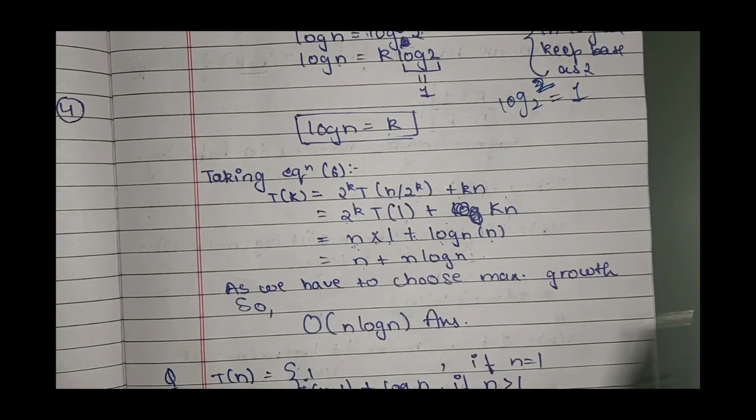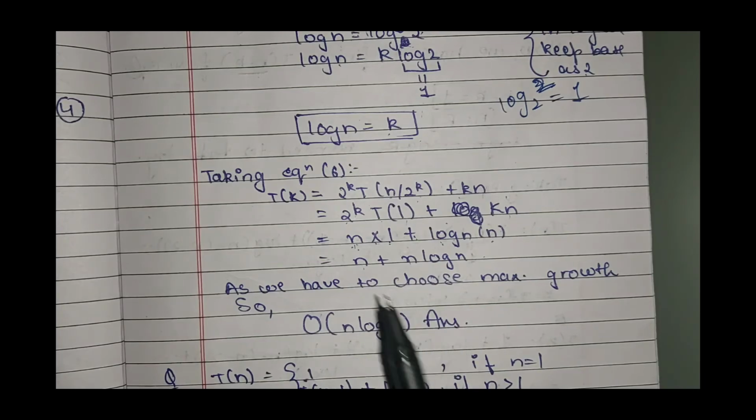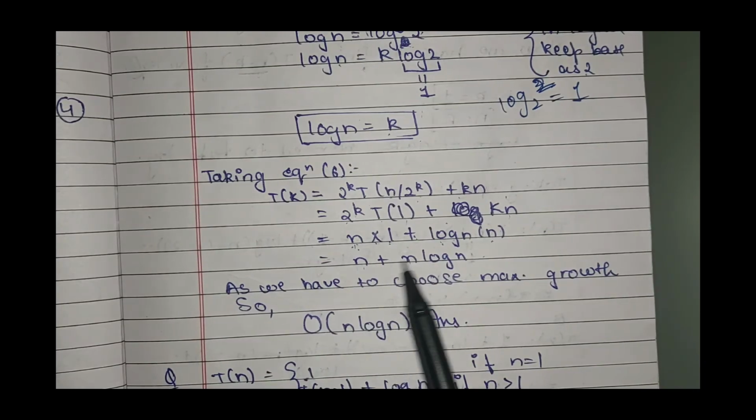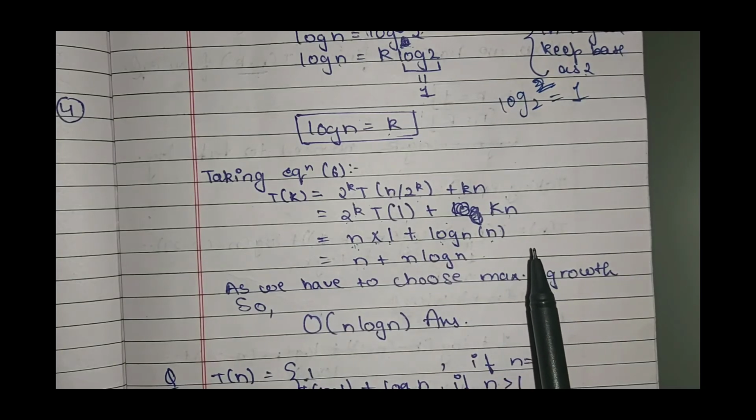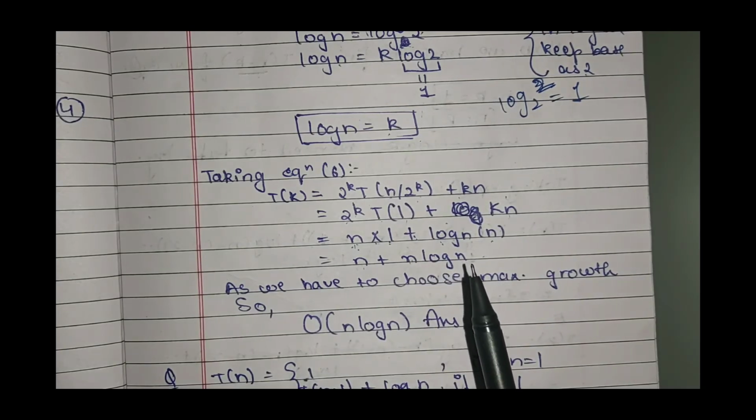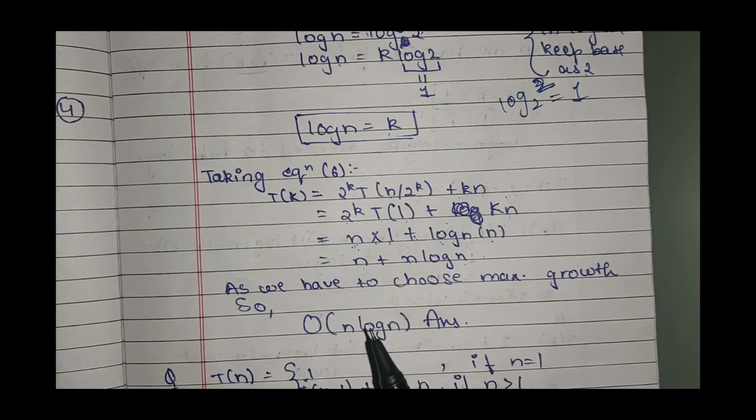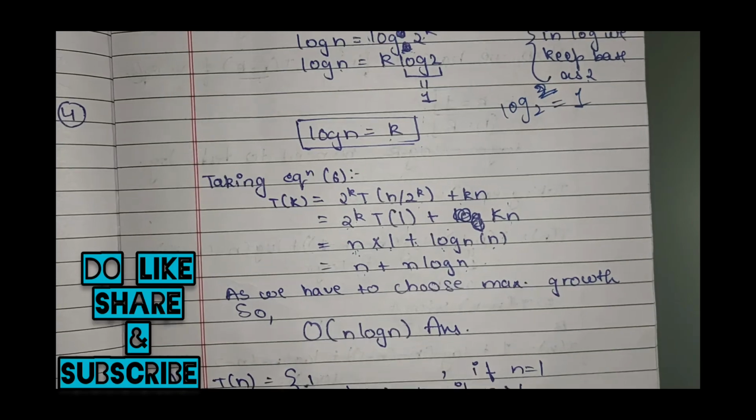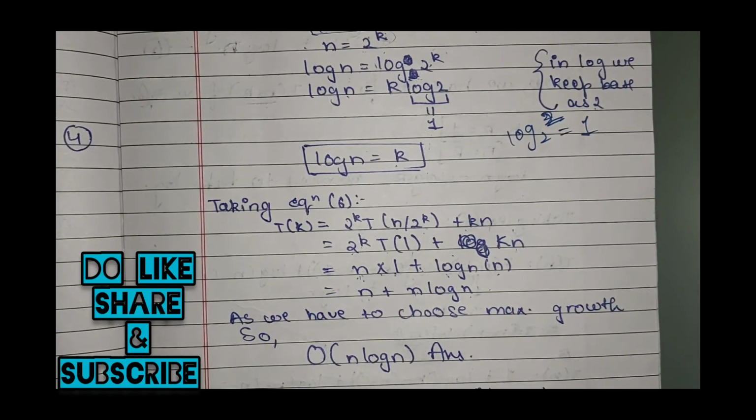Now from the growth notation, we have to find the maximum value, as I have talked about earlier in the previous videos. So between n and n log n, which is greater? n log n is greater than n. So the order, or the time complexity, of this question is n log n. So this is the question that I have solved using the substitution method.